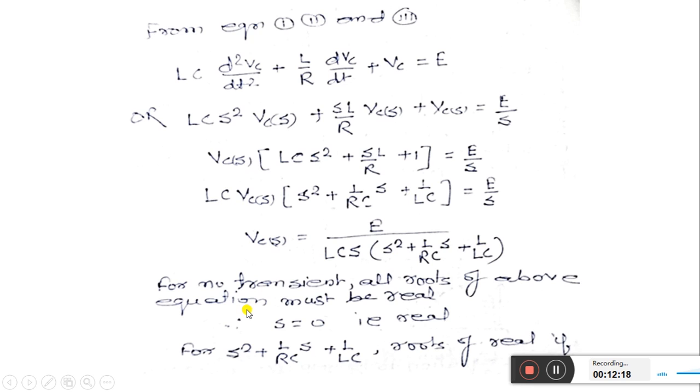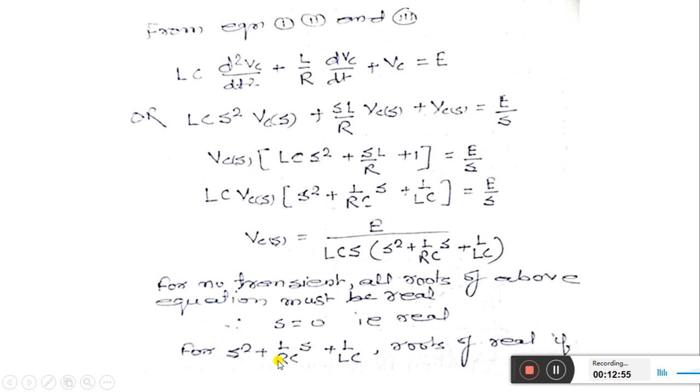So for no transient, all roots of the above equation must be real, because we have to find the value of R so that the development of the restriking voltage, or rate of rise of restriking voltage, can be reduced to a minimum value. To ensure that there is no restriking voltage, the roots of this equation must be real, that is S equal to 0.